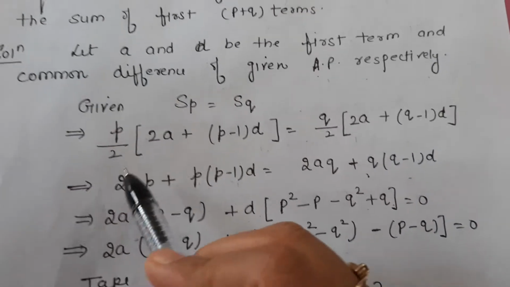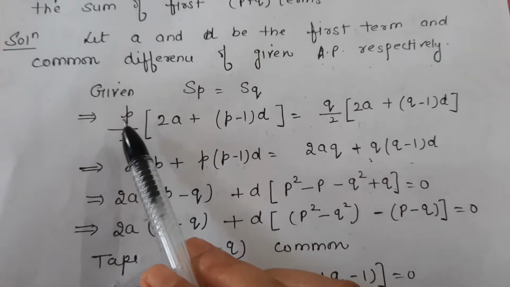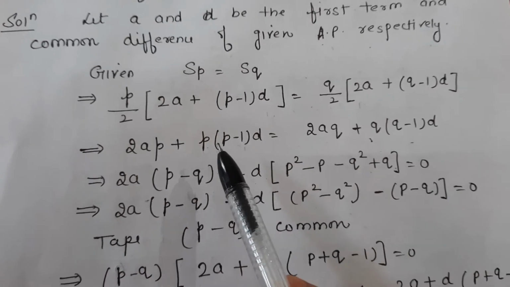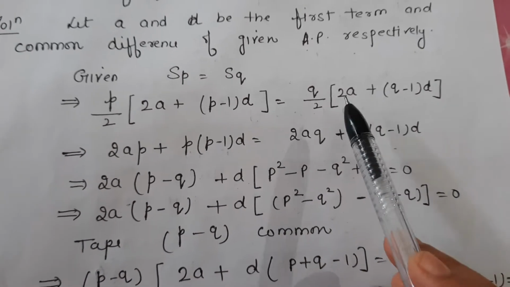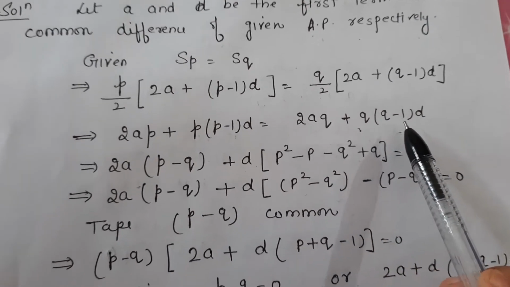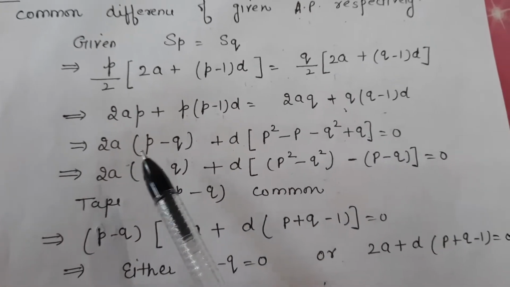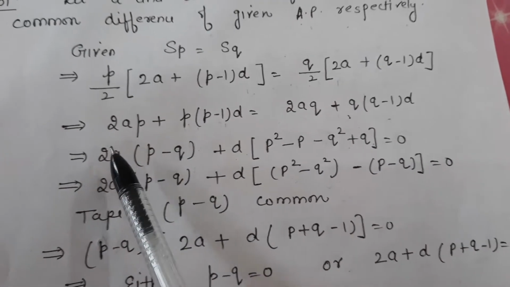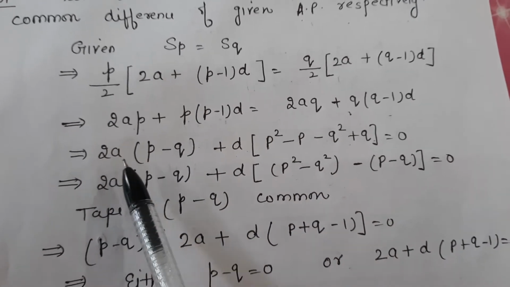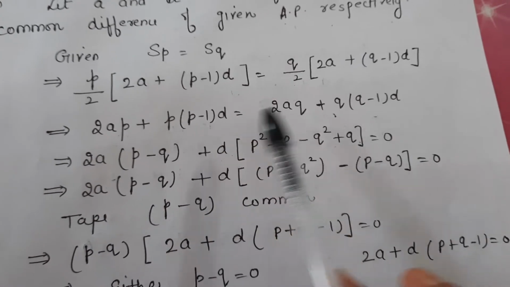Now, this 2 will be cancelled on both sides. So, we have P times 2A, that is 2AP plus P into P minus 1 into D. On the right hand side we have 2AQ plus Q times Q minus 1 into D. Now shift all the terms to the left hand side. So you have 2AP minus 2AQ. I have taken 2A common, so it can be written as P minus Q plus from these two terms.